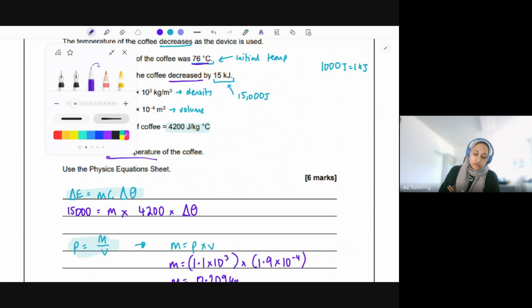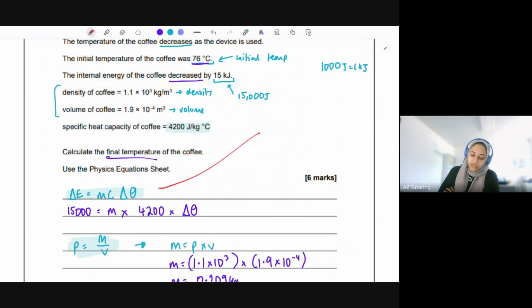So if I show you the equation here, if we rearrange this equation and make specific heat capacity the subject, which is C, so I'm going to divide by the M and divide by delta theta to bring it to the other side. So we get the change in thermal energy over mass times temperature change.